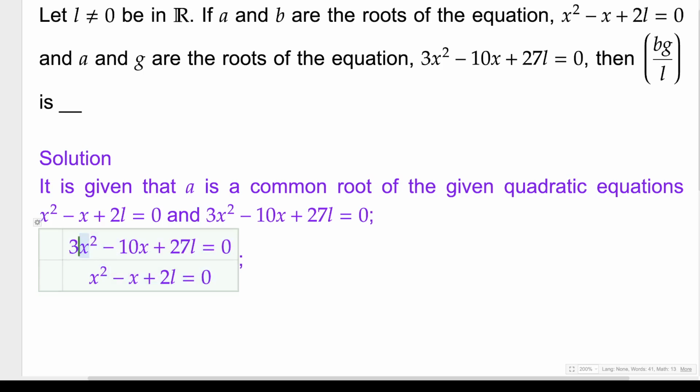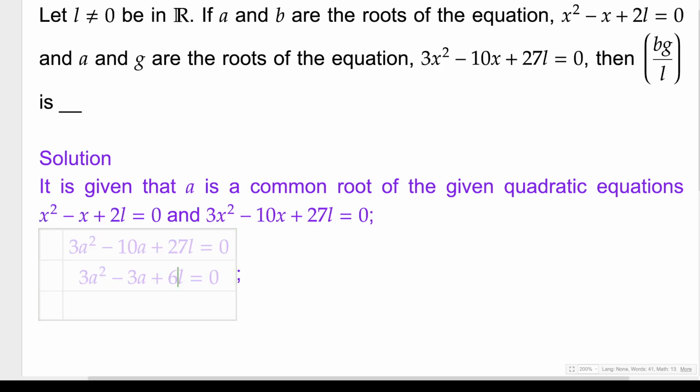So here, instead of x, I will substitute A, so that becomes 3A square minus 10A plus 27L equals 0. And in the other equation, in place of x, again A square minus A plus 2L equals 0. In order to eliminate this A square, since we have 3A square, I will be multiplying 3 on both the sides. That results in 3A square minus 3A plus 6L equals 0.